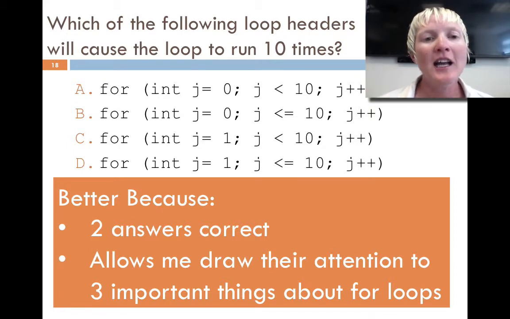A is correct and D is correct. And this is a really important thing that I want to bring up with students about for loops, that you can write many different for loop headers that run 10 times, but it so happens that in the textbook, they always have their loop starting at 0. So I need to bring it forward to students that, hey, that is important. There are several other things that I will bring to their attention all through the same problem.